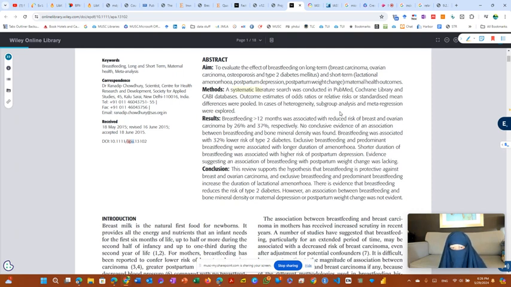So by pulling all of this information, what happened? What did they find? They found that if you breastfeed longer, more than 12 months, the association with breast and ovarian cancer was reduced by 26 and 37% respectively. We would have to go and see if that reduction is high, low, is it useful? That might be a question to ask.